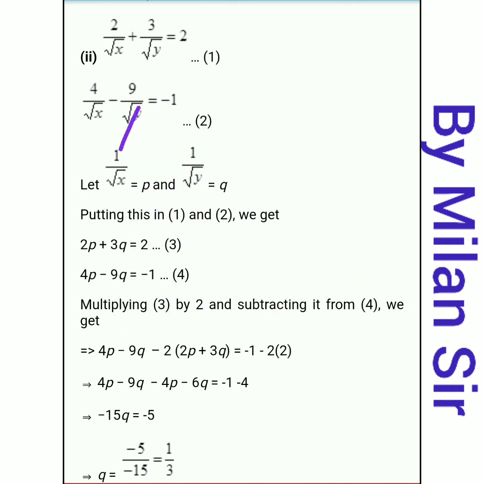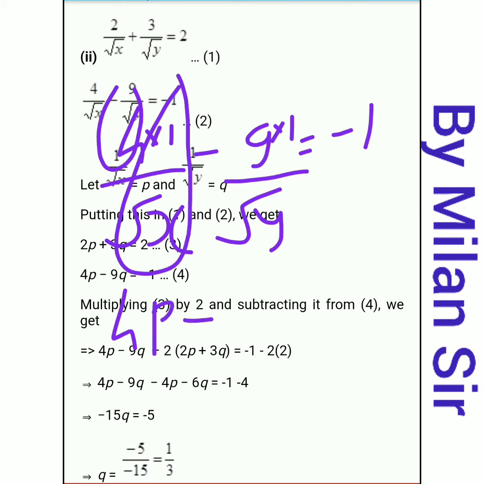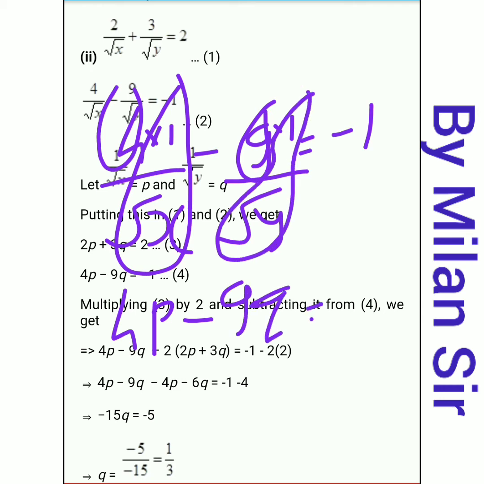Then we have 4 upon under root x minus 9 upon under root y is equal to minus 1. Okay, we can write multiply 1. So 4 as it is. Then 1 upon under root x, it is our p, minus sign as it is. We have 9 here. 1 upon under root y, it is our q, and minus 1 as it is. This is our equation number 4, right? This is our equation number 4.